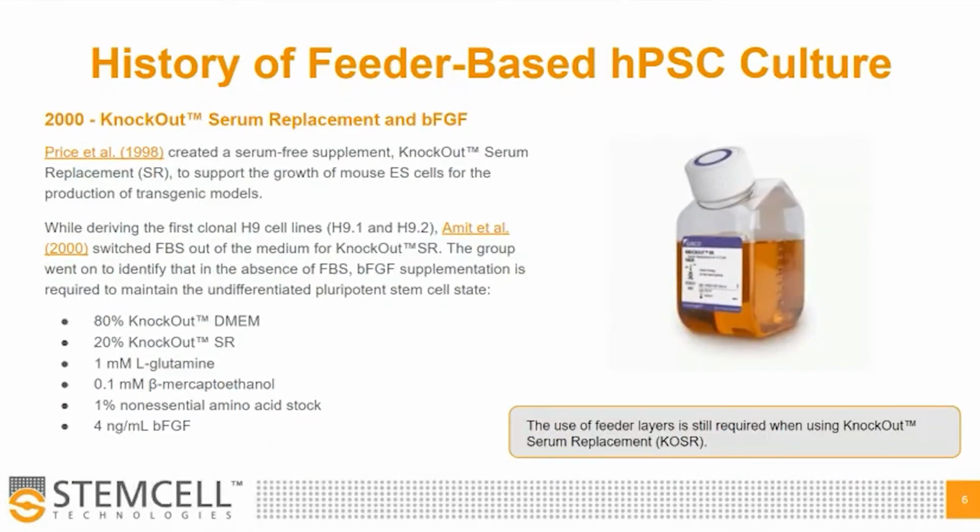Around the same time, Paul Price and colleagues at Life Technologies developed a serum replacement called knockout serum replacement, which over time became known as KOSR, to reduce variability in the growth of mouse embryonic stem cells used in transgenic models.